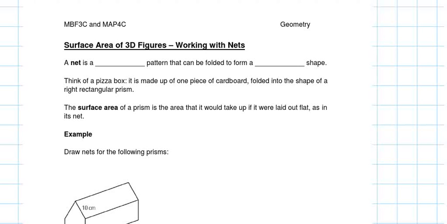So by looking at this 3D shape, we know that it's made of 2 triangles and 3 rectangles, right? What you just did was talk about the net of that 3D shape. If I take that shape and break it apart, I'm going to create 2 triangles and 3 rectangles. We call that the net of that 3D shape. Okay? So the net is a 2D pattern that can be folded to form a 3D shape.